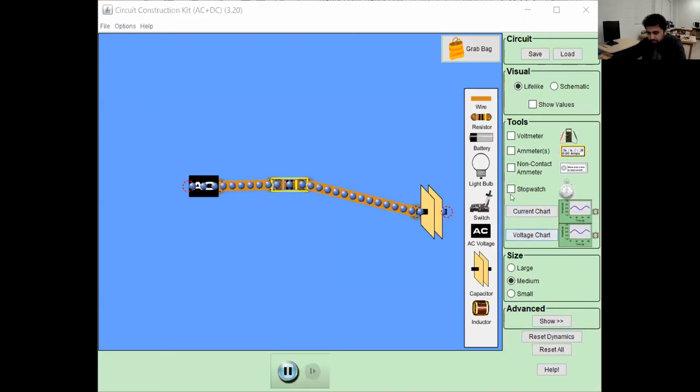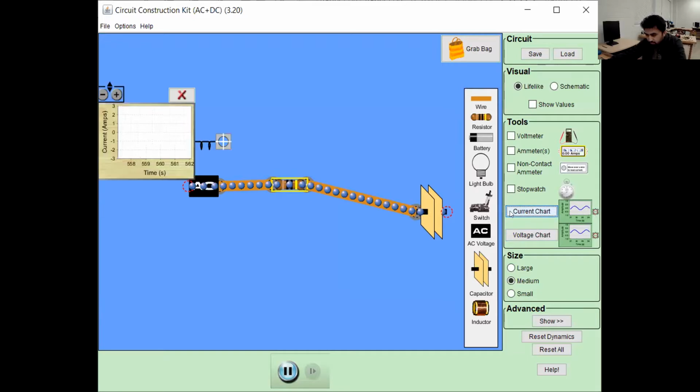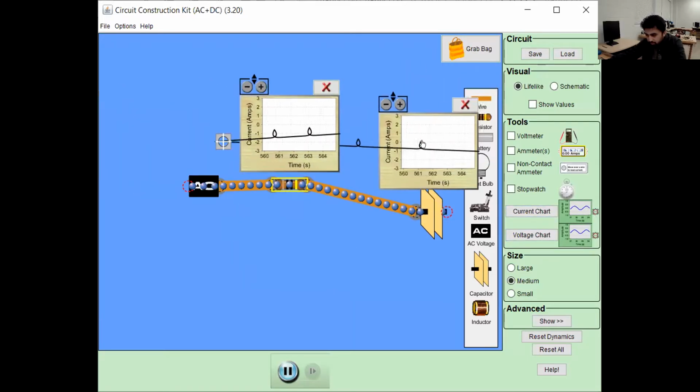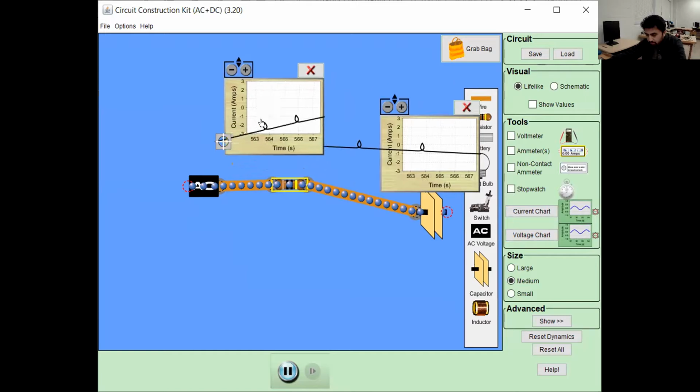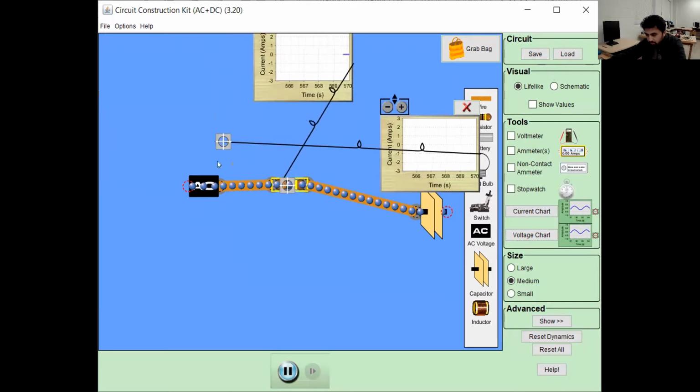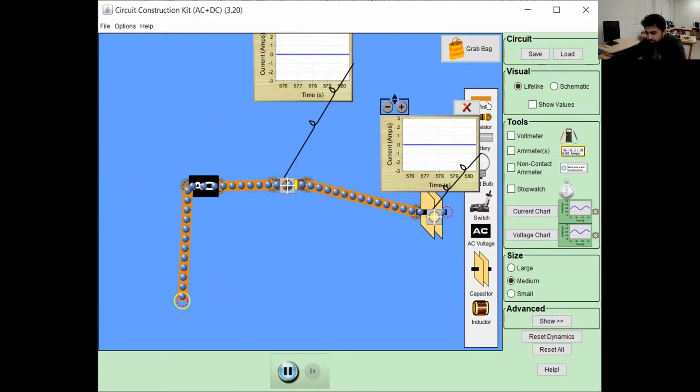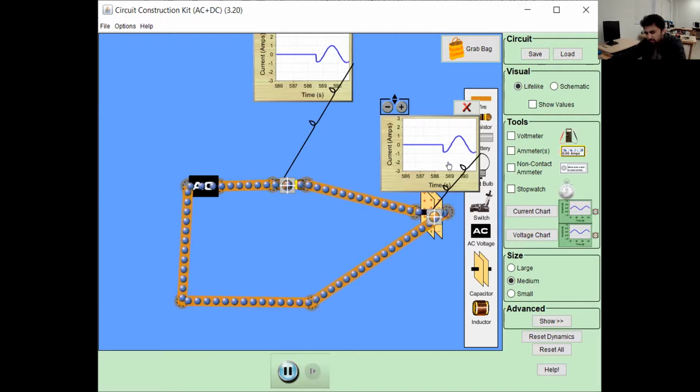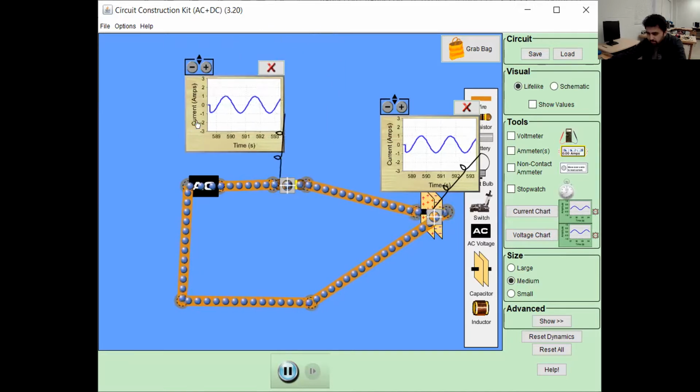Let's see. Current chart. We need a current. Okay, so you can see you get something. Right now, there's nothing because it's not connected to anything. So if I just quickly, let's see, we get something. All right, now it's connected. So we have started to get something here.